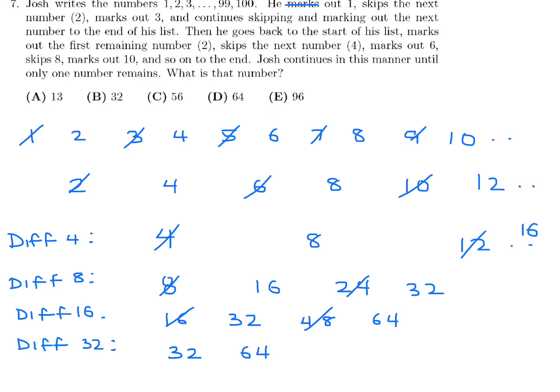So that means 32, 64, and 96. And then there's no number after that since it only goes up to 100. Okay, cross out the 32, cross out 96, and what's left is 64. And at this point, the difference would be 64, but there would be no 128 because it only goes up to 100. So since there's no 128, the 64 is the only number left. And therefore, number 7, the answer is D.